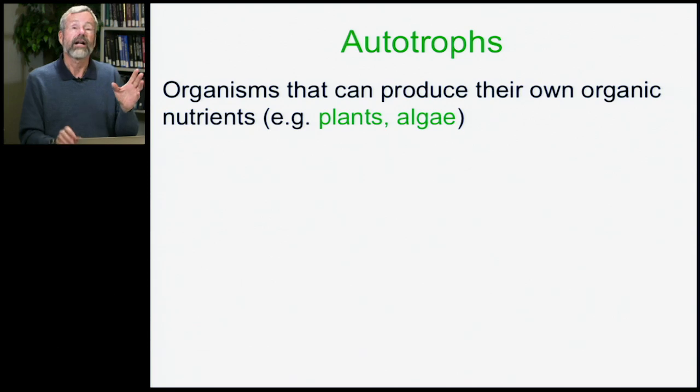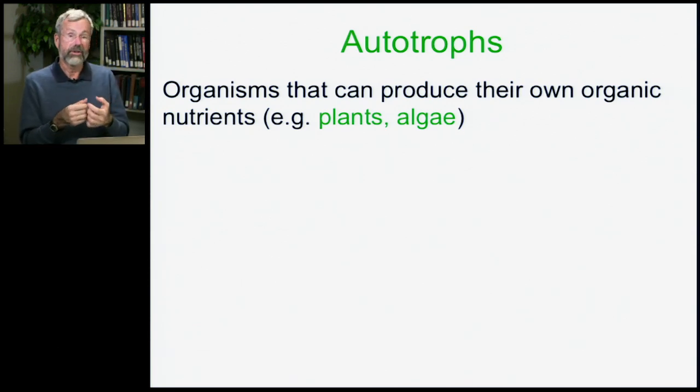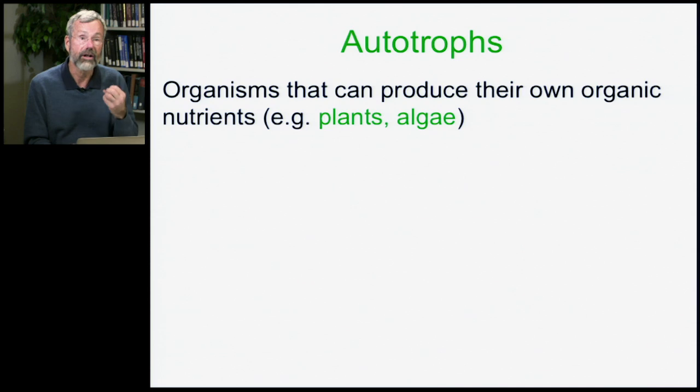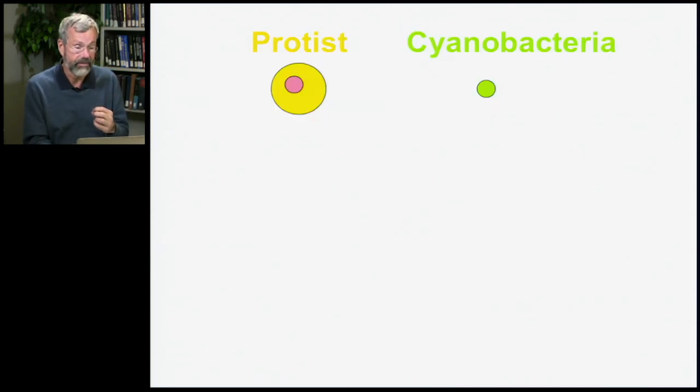The other main kind of organism is that which can produce its own organic nutrients. These are the autotrophs. We've already seen in eubacteria that they're capable of photosynthesis. So are plants and algae, and they use photosynthesis in order to manufacture carbohydrates. They're autotrophic. All they need is sunshine to be able to produce organic matter.